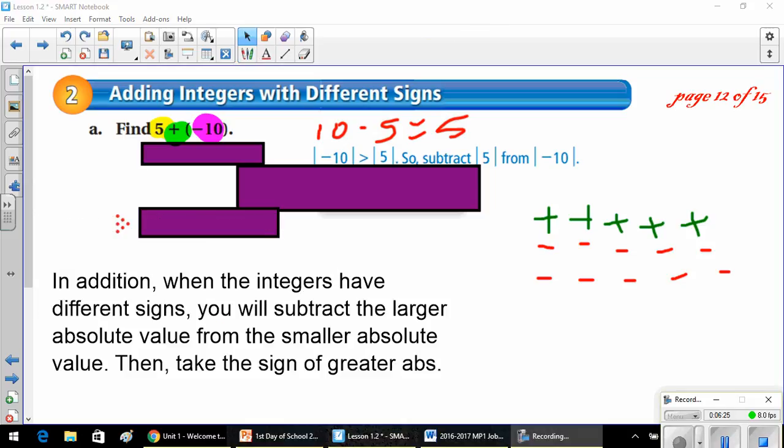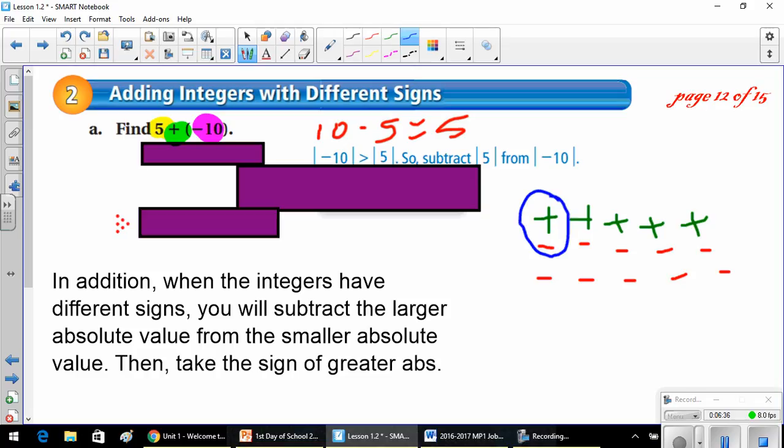All right, so I'm going to show you why we're subtracting. If you look at this model over here, I have a mixture of positives and negatives. So what I'm going to do is find zero pairs. If you look, I have more negatives than I do positives. But you notice when I make a zero pair, I've taken one away. So that leaves... I'm going to take this zero pair and get rid of it.